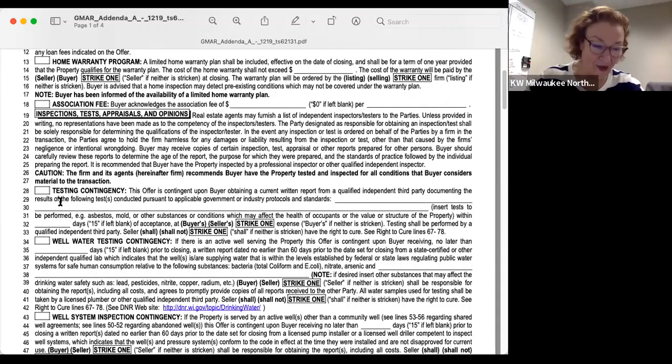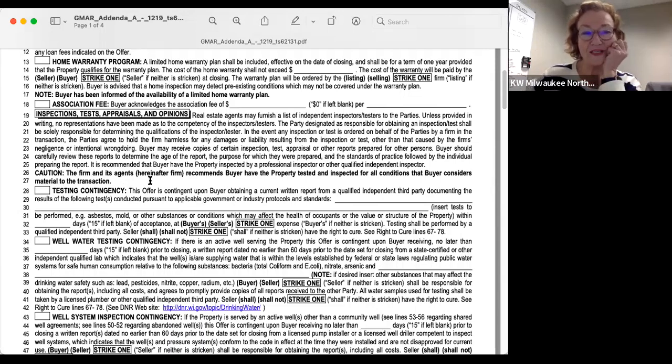So say your buyer has severe allergies or is concerned about asbestos or concerned about all of the drain tile testing and everything. Anything that needs a test is basically anything that you need to take a sample of and send into a lab to find out. So they put a caution here.